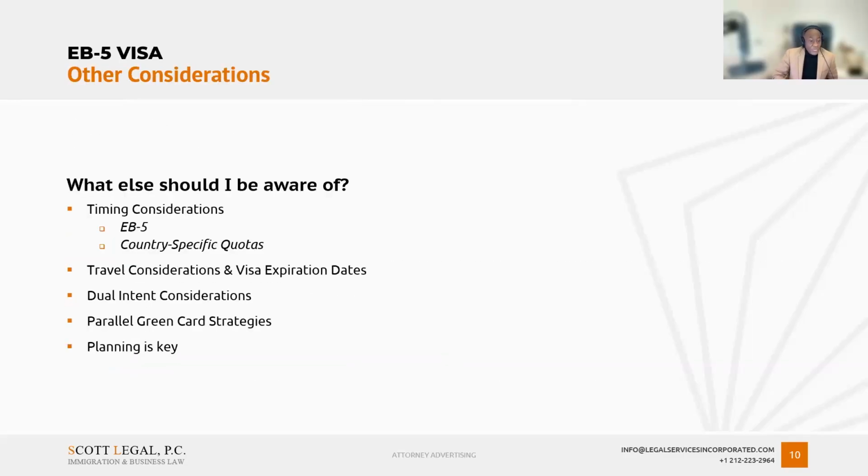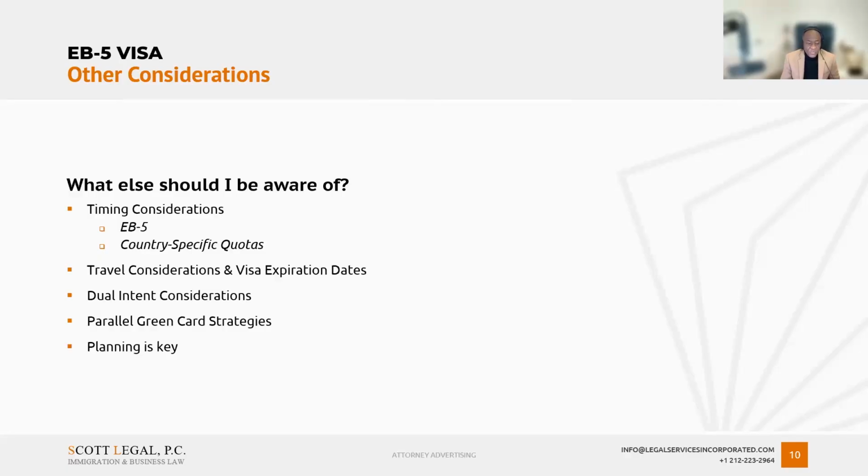So what else should you be aware of? Time and consideration. EB-5, unfortunately, takes a long time. It can take 4 to 5 years for an EB-5 petition, the I-526 petition, to be approved. One positive thing is if you are investing in an area with the approved designation as a rural area, those petitions can be approved within 6 months to a year. That's a much faster turnaround time.